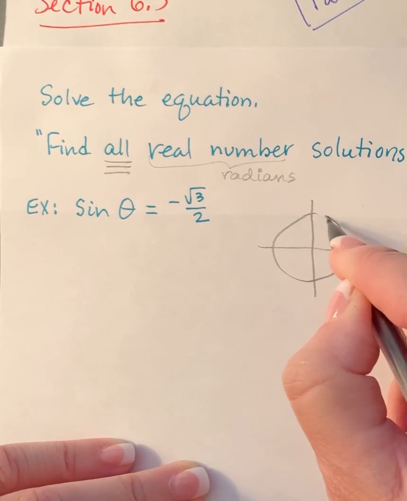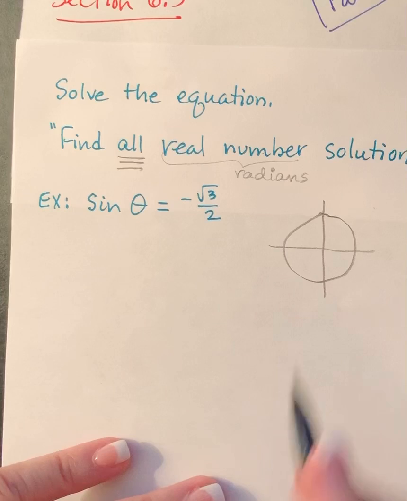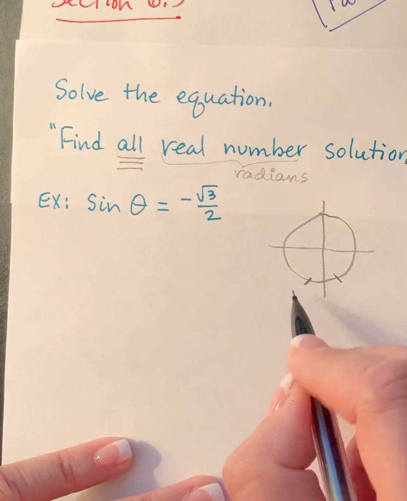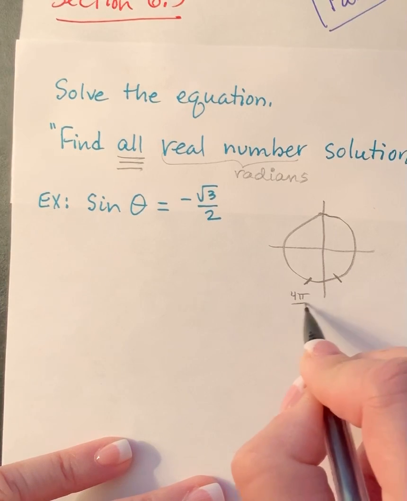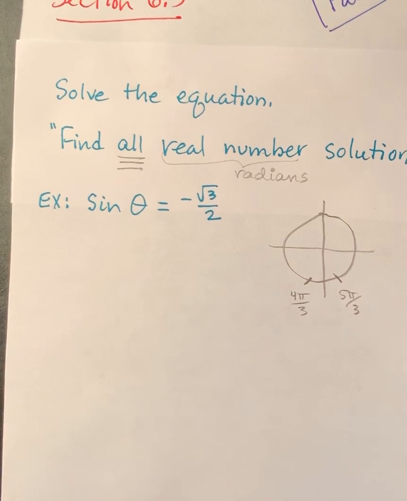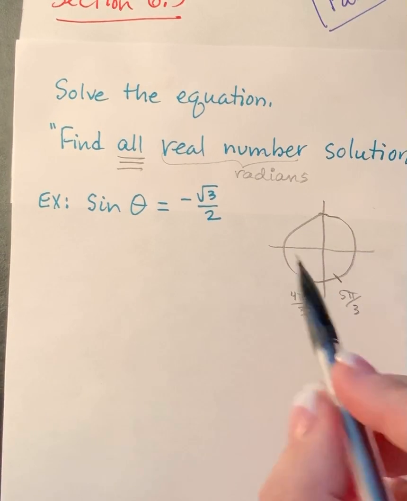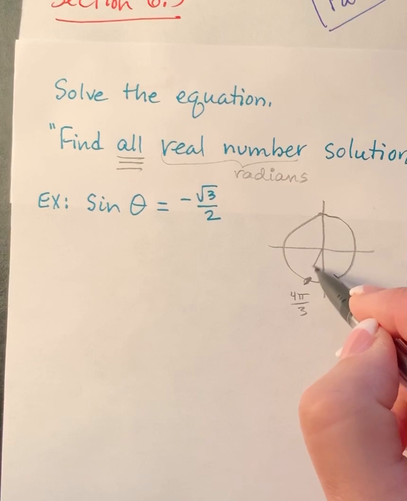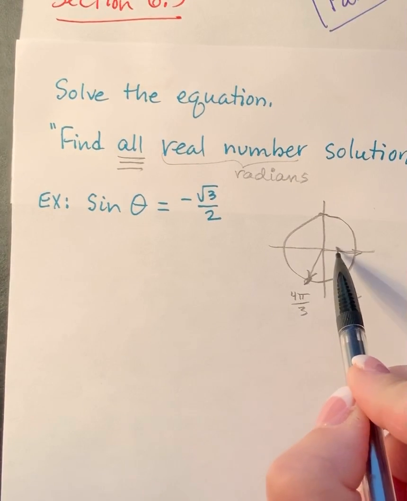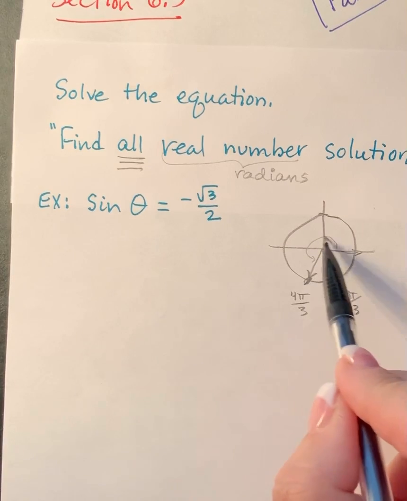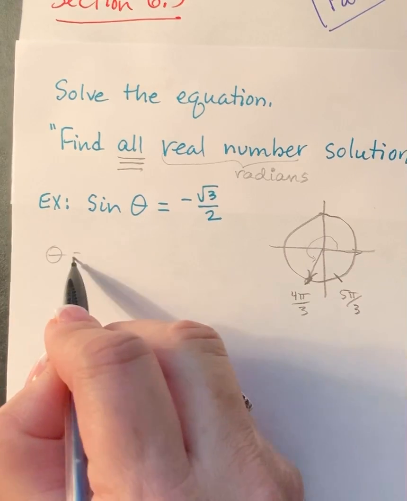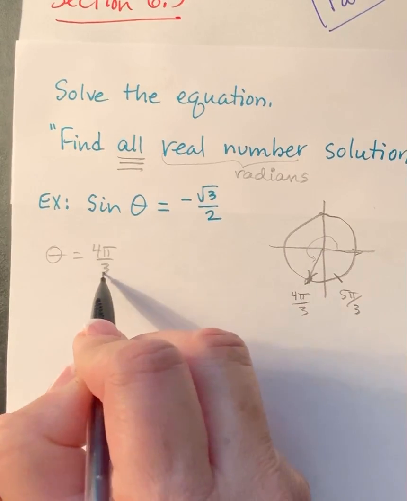All right, so that will happen down near the bottom of the circle, here and here, at 4 pi over 3 and 5 pi over 3. Now these are just two answers. Let's focus on 4 pi over 3. That's the angle that, starting here, would rotate in a positive direction that many radians. So that is certainly an answer for this question.